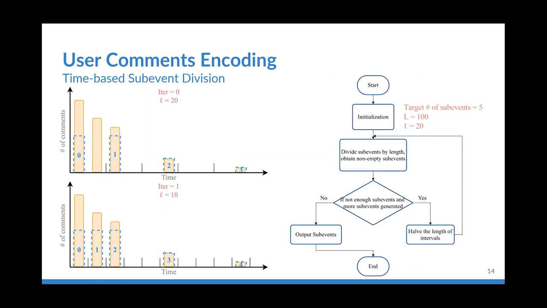For example, suppose the total time span is say 100 hours, and we want to have five sub-events. So we may set our initial time interval as 20 hours, and then try to collect posted comments to form a sub-event in these intervals. If there are only four intervals in which we have collected enough comments, then we need to halve the interval and check if there is a new interval with non-empty comments. We keep this process to add new sub-events until we get the target number of sub-events. Then we stop and output the sub-events.